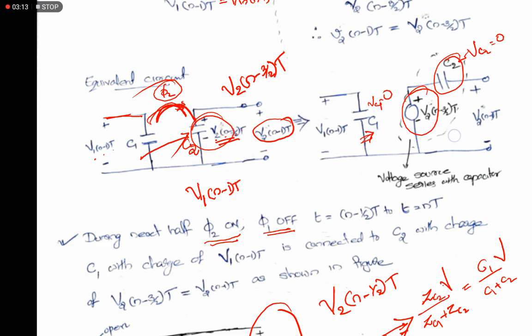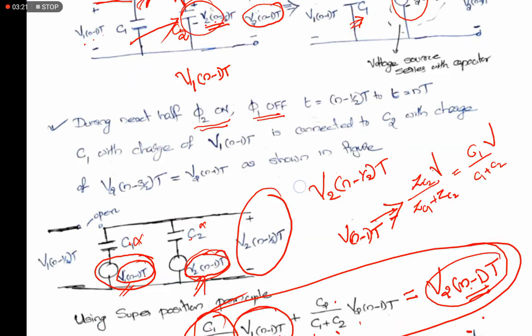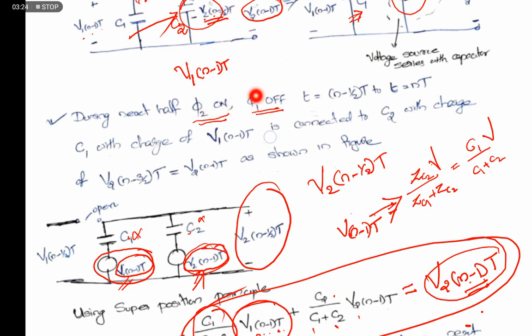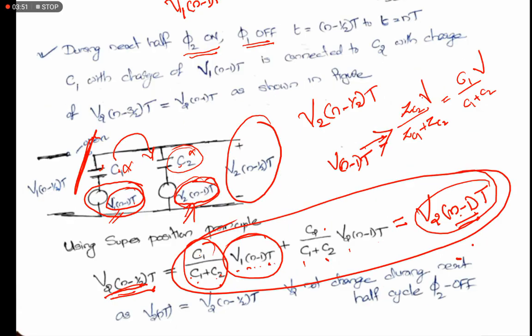Here the capacitor is split into a normal capacitor, an uncharged capacitor, and a supply voltage. And during the next half cycle, phi 2 is on, phi 1 is off. So this capacitor is isolated from the input. C1 discharges to C2. So C2 already has some voltage. So the charge in C2 and C1 is redistributed, and the output voltage V2 of (n minus 1 by 2)T we can calculate using the superposition theorem.